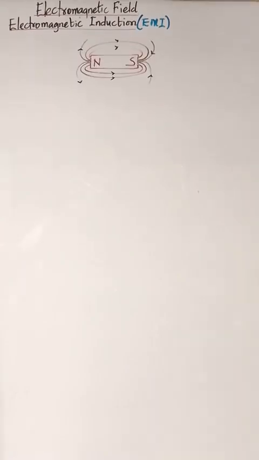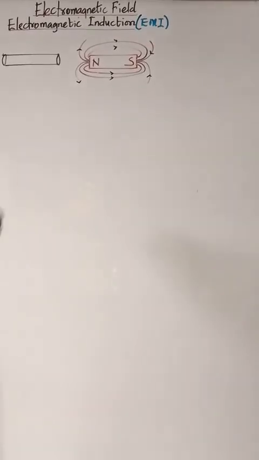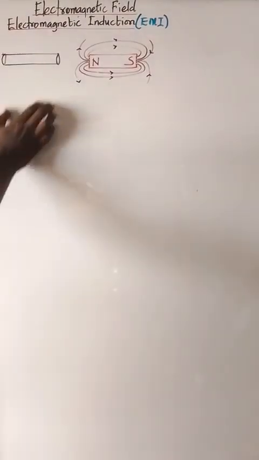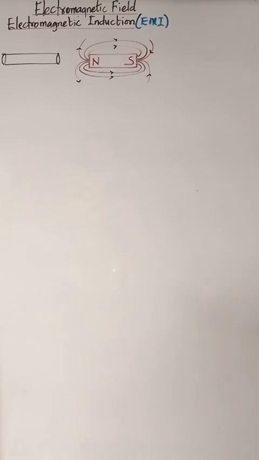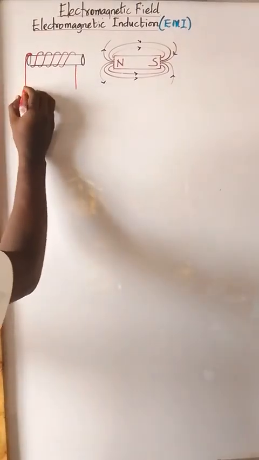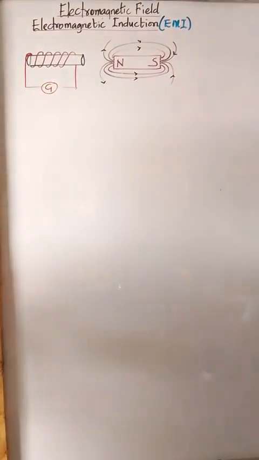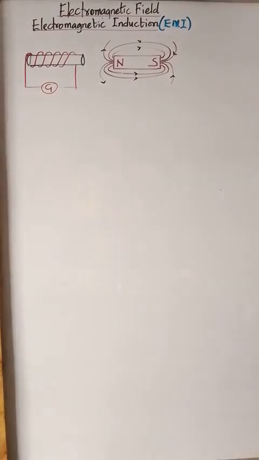For example, here we have a magnet with a strong magnetic field. Now consider this cylindrical body. Let's suppose it is a cardboard. Then let's wind a coil around it. So here we have this coil, it is a conductor. Now let's attach to it a galvanometer, mainly to detect if there will be any induced current.